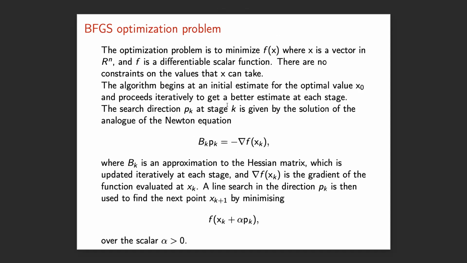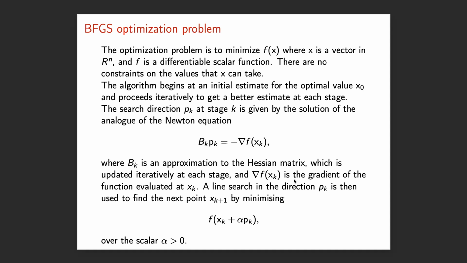So the optimization here is to optimize f of x, where x is a vector as before. And the typical approach is that you find a search direction at a given stage, which is given by the solution of the analog Newton equation. And this looks very much like what we put up for Broyden's method. And this B of k is an approximation to the Hessian matrix. And in our case, we call this an S of k.